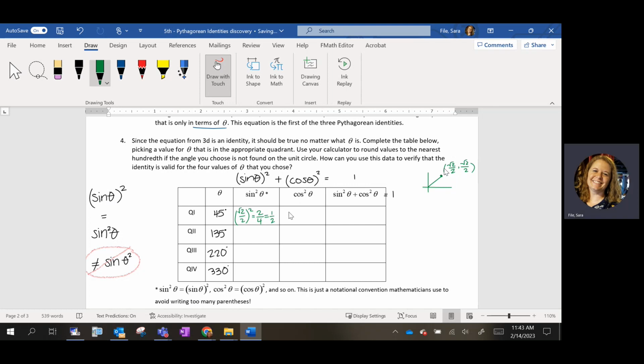Okay, now I'm going to do cosine. Well, cosine's the exact same thing here. So that's also going to come out to 1/2. What is 1/2 plus 1/2? So that one checks out, right? It does equal 1.